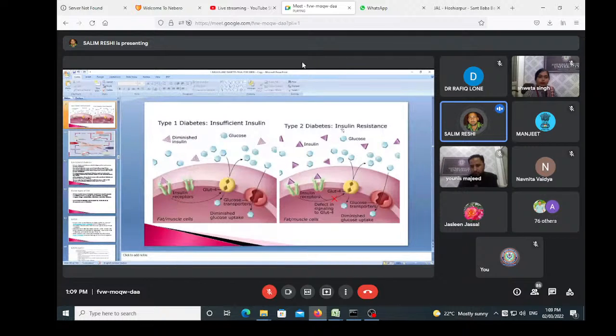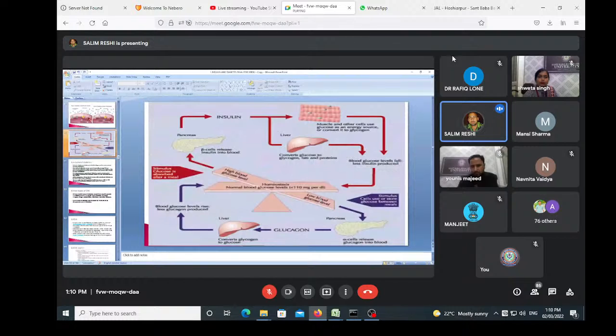In type 2 diabetes, insulin resistance, the insulin is present here. You can see the purple triangles, which show that the insulin is present, but the receptors are not responding to the insulin. So that is called type 2 diabetes.